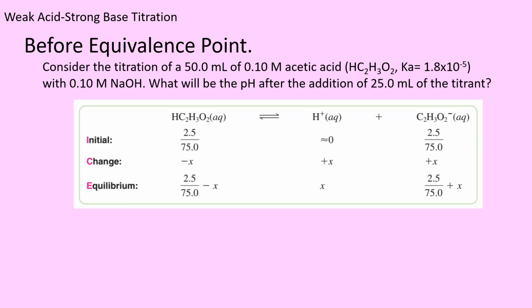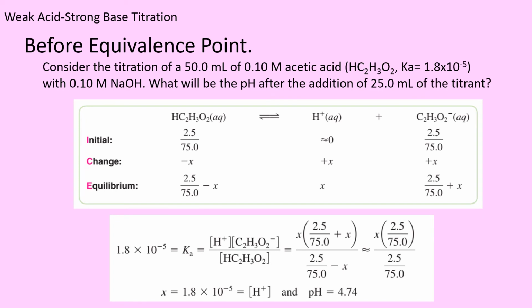Now we will be setting up the ICE table. Now that we have all these details, we can substitute them into our equilibrium constant expression. After substituting, we will have this. Our Ka value is 1.8 times 10 raised to negative 5, and then we substitute everything coming from our ICE table under the equilibrium section, and then we will be able to get X, which is the concentration of hydrogen ions, which is 1.8 times 10 raised to negative 5. And so our pH before the equivalence point is 4.74. And if you will notice, our concentration of hydrogen ions is actually equivalent to the value of our Ka.